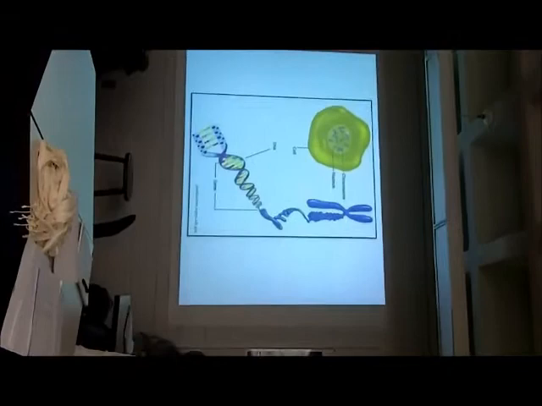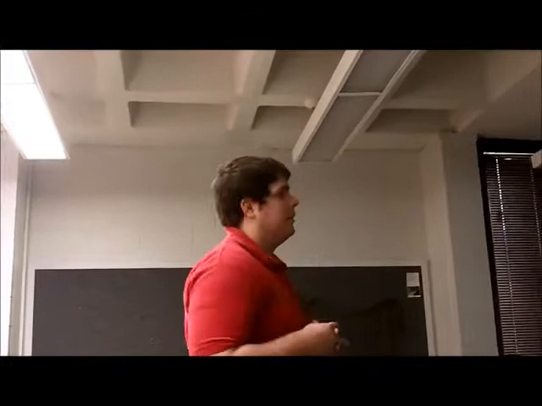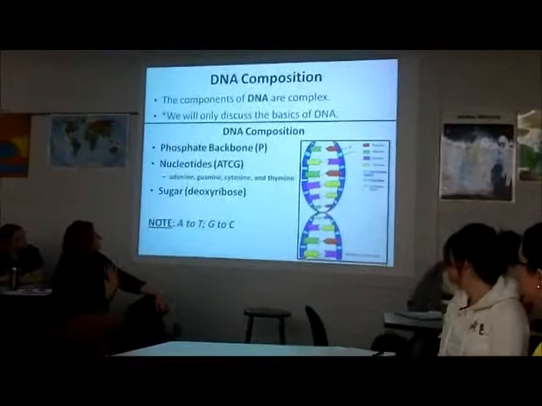Okay, DNA composition. The components of DNA are rather complex, but today we're only going to discuss the basics of DNA because we're going to be doing a lab and we're going to be able to see DNA today. The composition of DNA is basically a double helix structure, and the double helix structure is made up of a phosphate backbone. And then there's nucleotides that connect the two phosphate backbones together with hydrogen bonds.